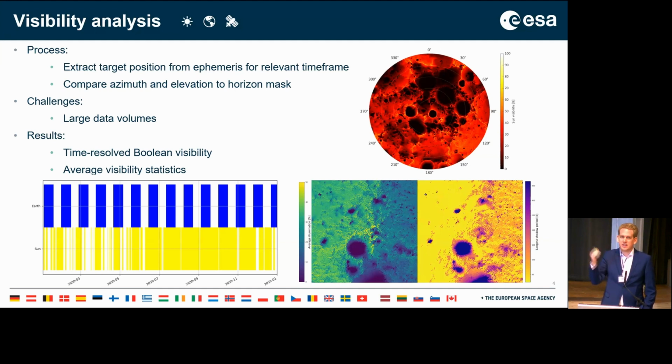Is the elevation higher than the local horizon mask at that angle? Okay, fair enough. We see the target. Is it lower? We can't see the target.